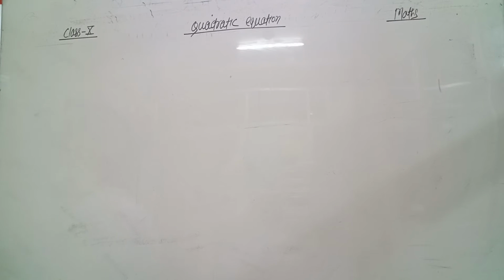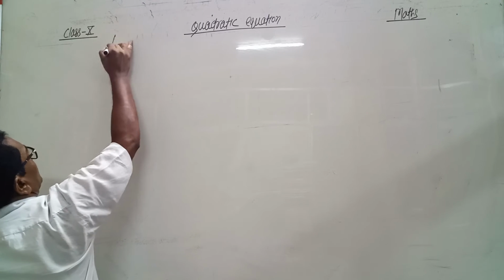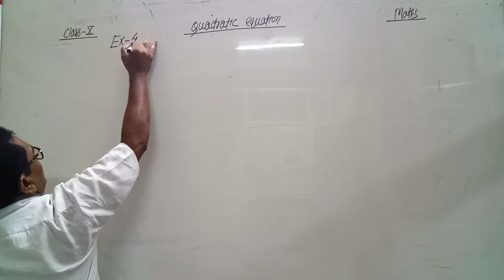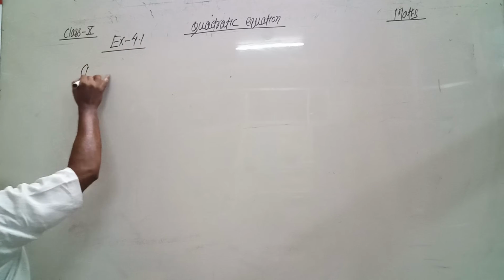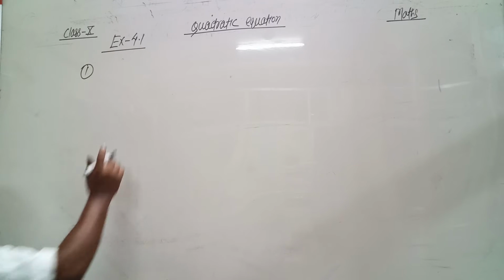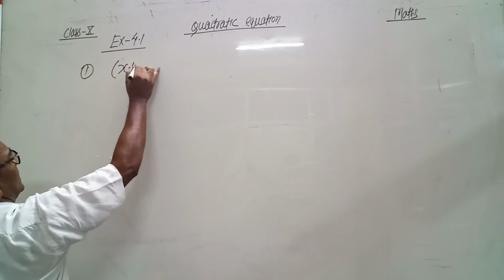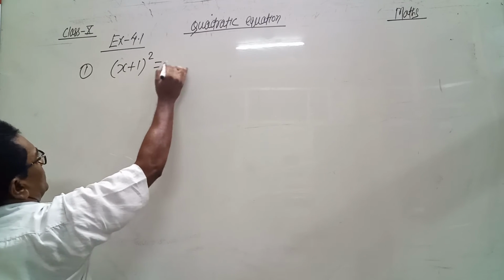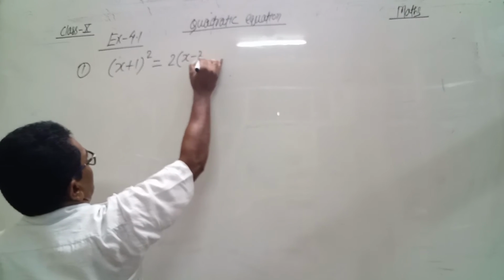Exercise 4.1. In first question, we have to check whether the following equations are quadratic equation or not. So the first question is x plus 1 the whole square equals to 2 into x minus 3.